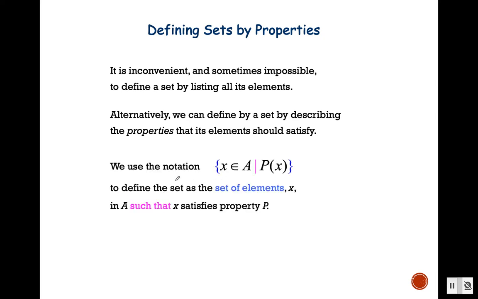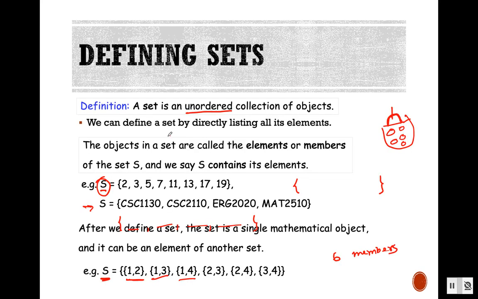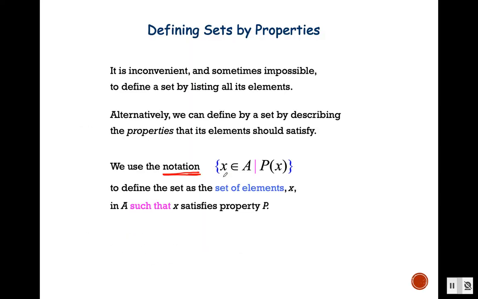So we use another notation like this. The first notation we used was listing all the elements, but sometimes it's not convenient, because in one set you can have a lot of elements. For example, I'm saying that S is a set of all odd positive integer numbers.